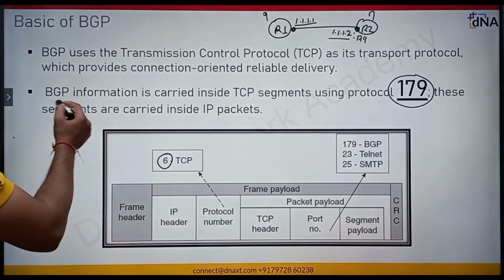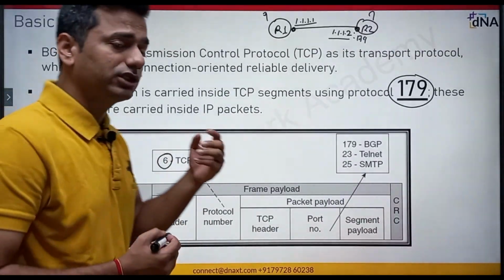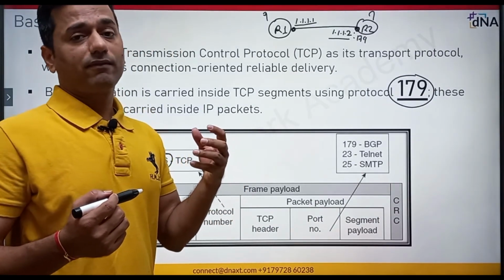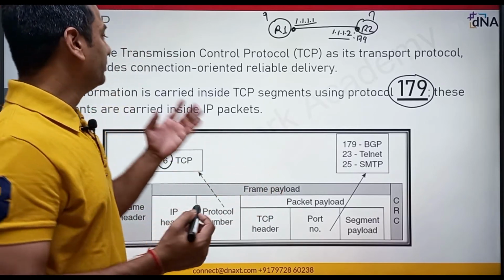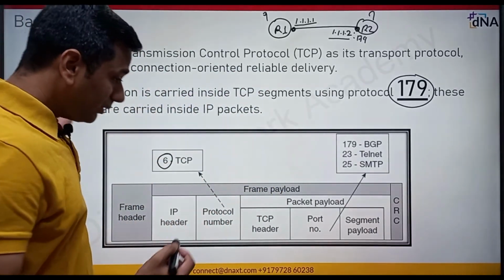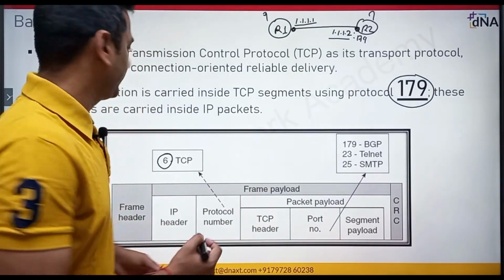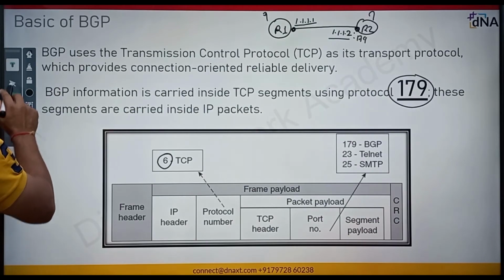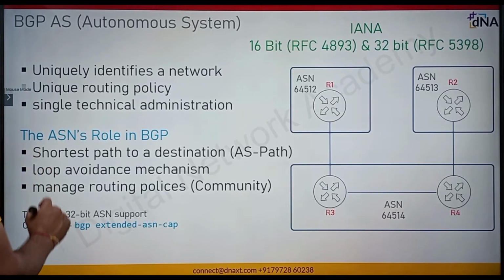So that is the reason BGP is connection oriented. Not a protocol, the connection oriented protocol is TCP, right. So BGP is a connection oriented reliable delivery. It means TCP will help BGP to provide a reliable delivery. Okay, let's move on. Now the next is the AS number.